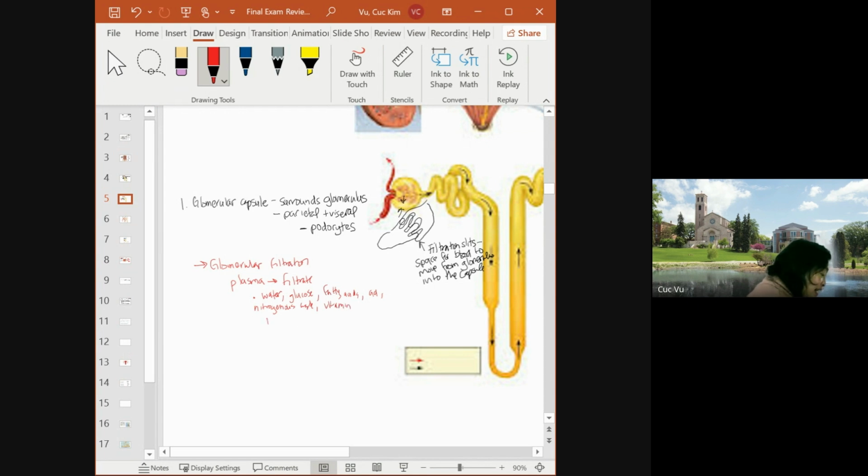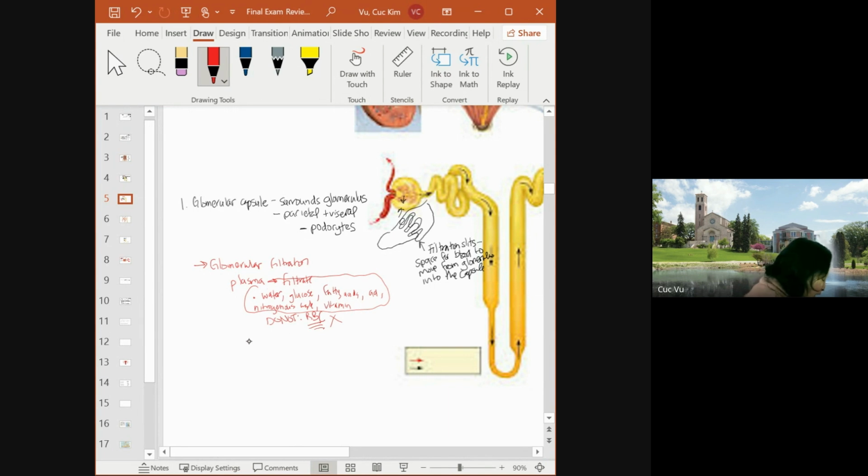What should not pass are actual red blood cells. If you see blood in your urine, that's a bad sign, because red blood cells should not go from being plasma to filtrate. Any cells should be too large to move through the fenestrated endothelium, the basement membrane, and then the filtration slit. It only allows for these things to move through. So if you see blood in your urine, not good. Something's wrong with the filtration membrane.